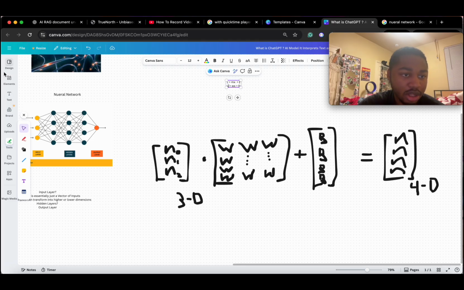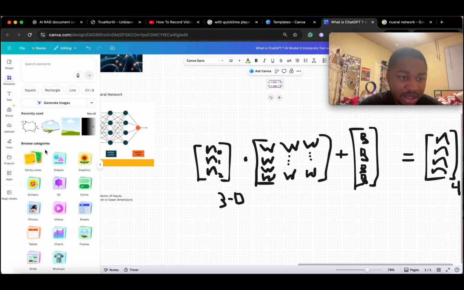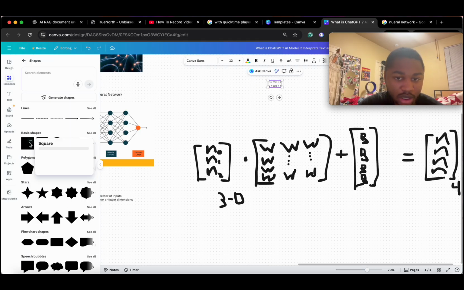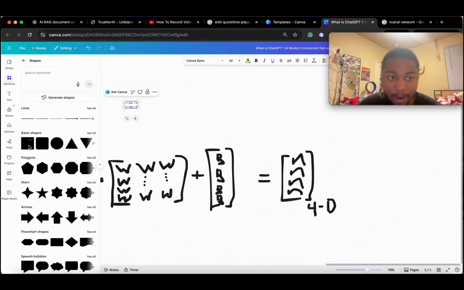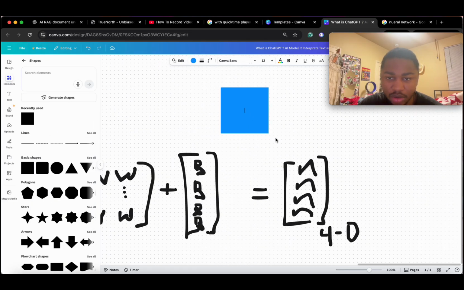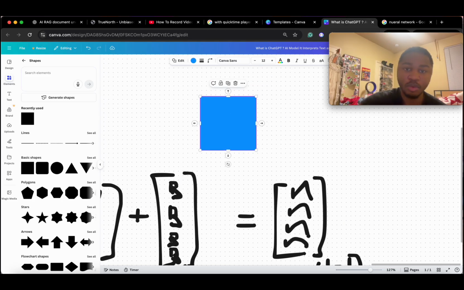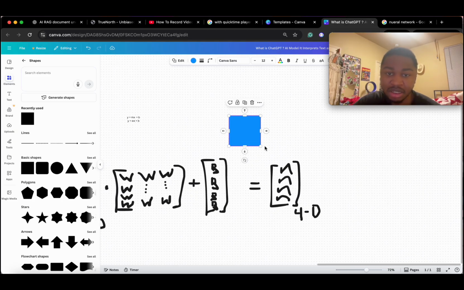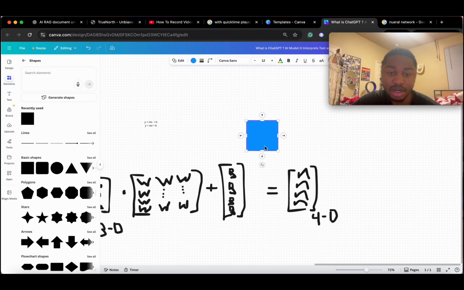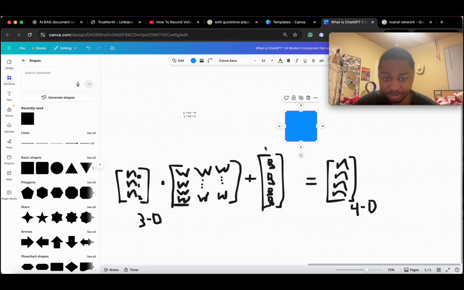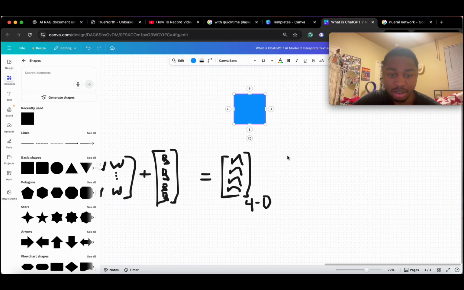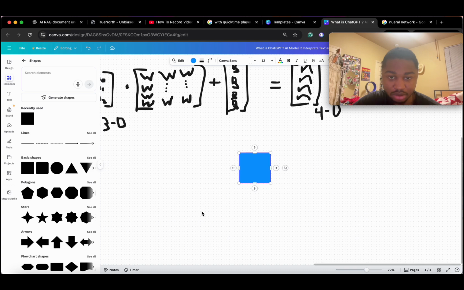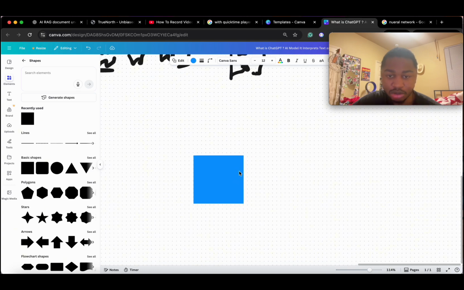Let's just imagine I had a square. What is essentially happening when I'm doing this? Mind you, you could think of this as a plane. This plane is being transformed by the weight and translated by the biases, right?